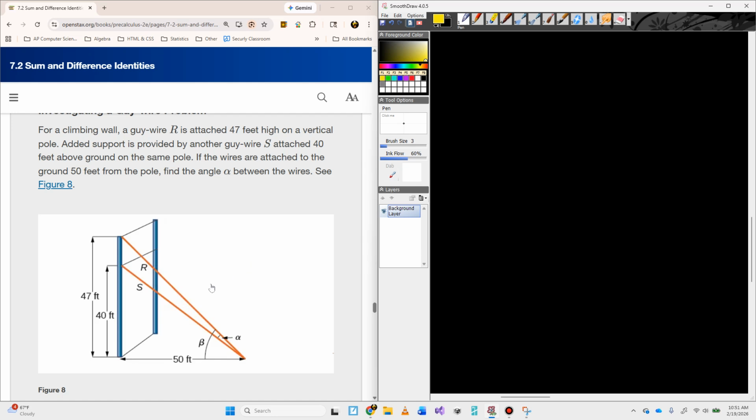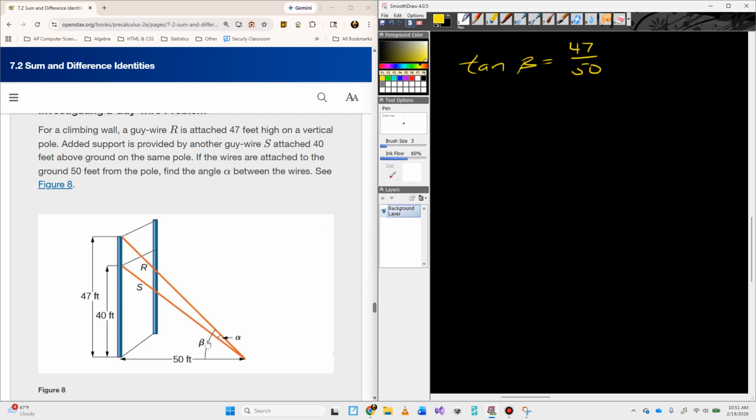So what information do we have, and how can I use it to find this angle? Well, here are a couple of things that we have. For example, I have tan of beta. What is tan of beta? Well, beta, as we've been told, is the angle from the floor to R. So that's going to be 47, the opposite divided by the adjacent. So that's 47 over 50. Okay, that works.